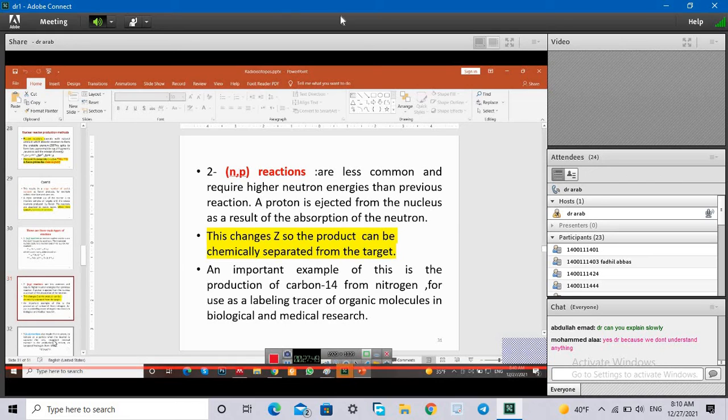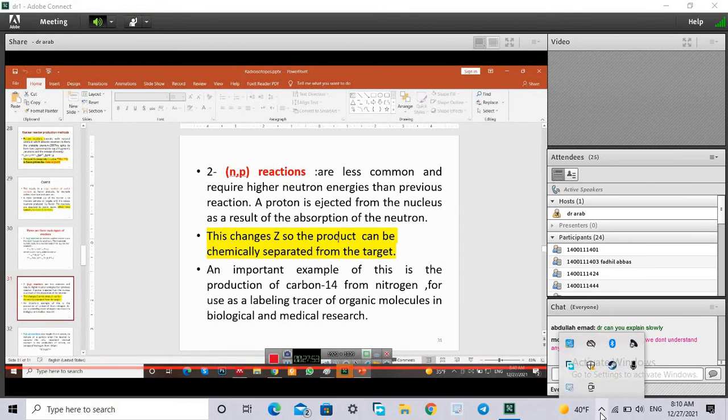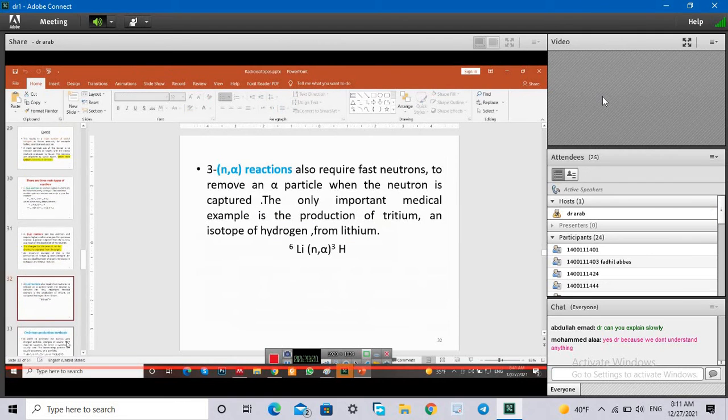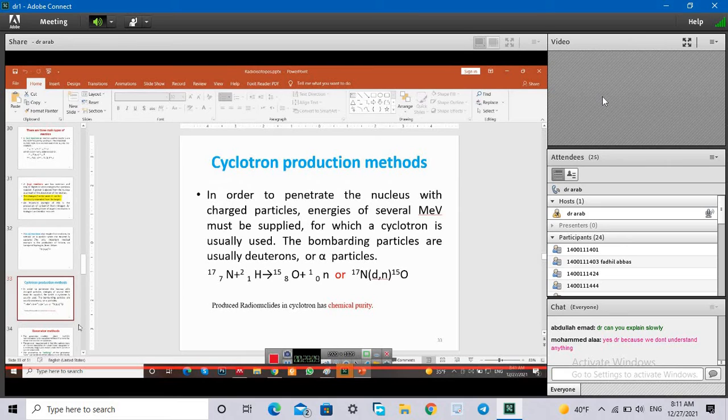The main property that you should learn is related to high chemical purity, which I highlighted in this slide. The other is an alpha reaction that is not very important. Up to now, we have learned that in a reactor we have two reactions that help us to produce a radionuclide daughter with high chemical purity. One of them is the fission reaction, and the other is the proton and alpha reaction.